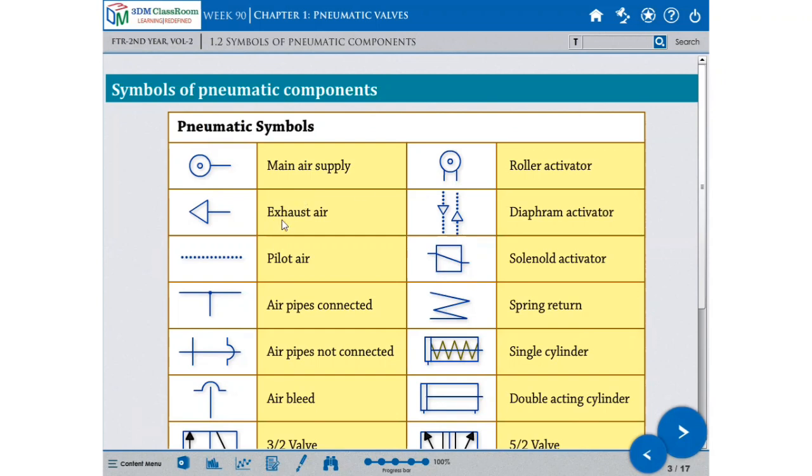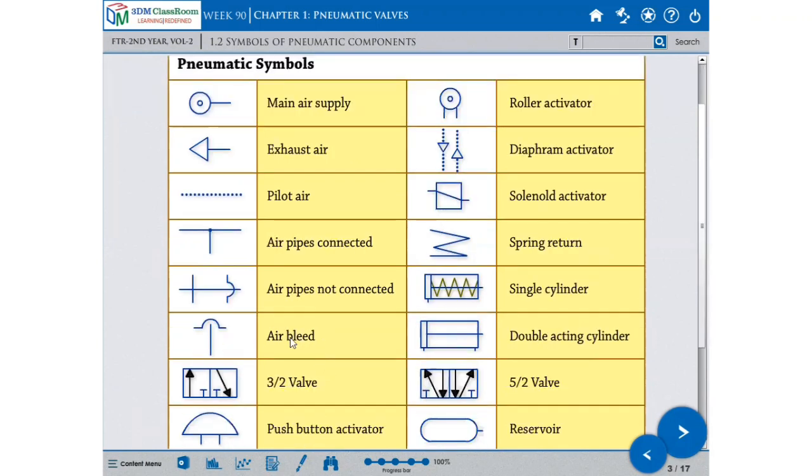This is exhaust air. Air will show like it. Dot. It's a pilot air. There is a T connection shown for air pipes connection. You have to put a T and connect both of them. What is this? One line crossing another like this. So air pipes are not connected.